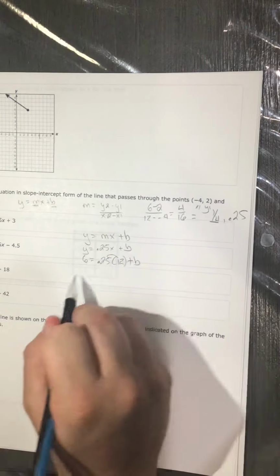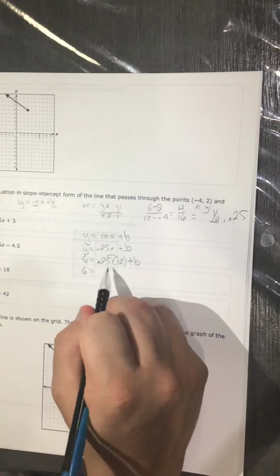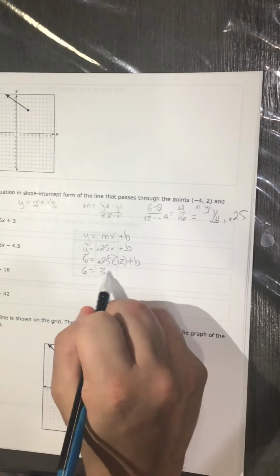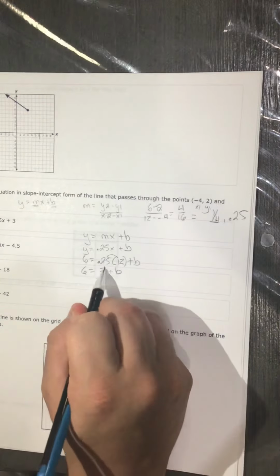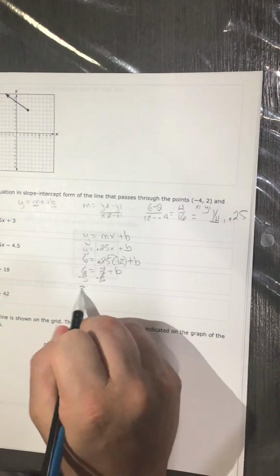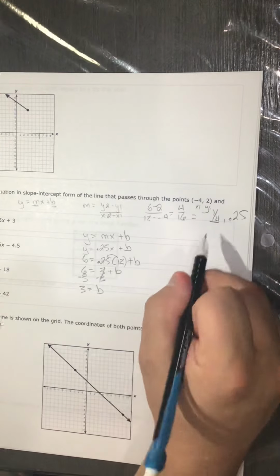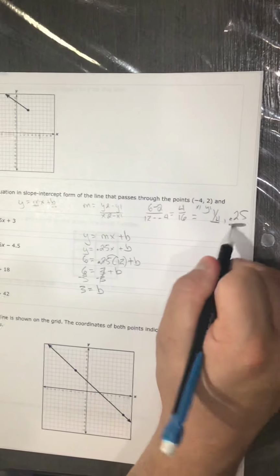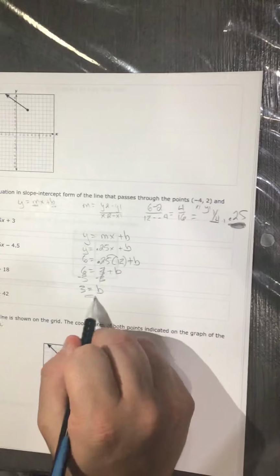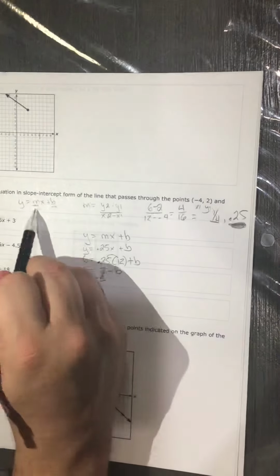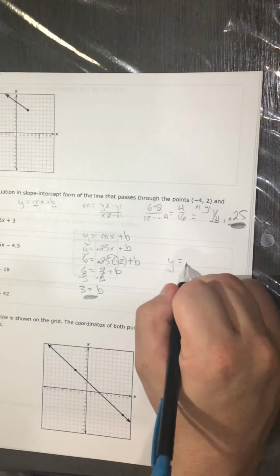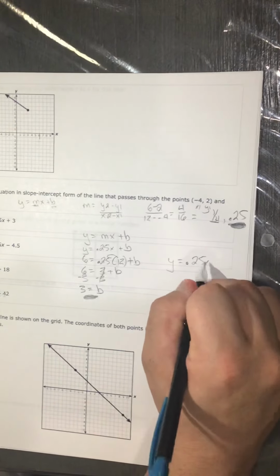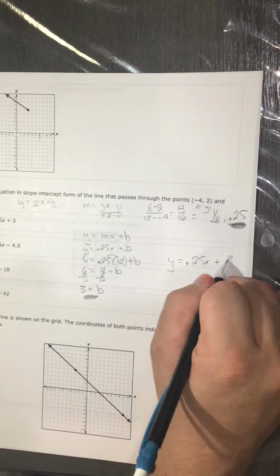So right here, this is multiplication. 6 equals 1/4 of 12, which is 3, plus b. I need to isolate b, so I'm going to subtract 3. This cancels out. 3 equals b. So I was able to find my m, and I already know this is m and this is b. All I'm going to do is plug my m and my b into my equation to put it in slope intercept form. y equals 0.25x plus 3.